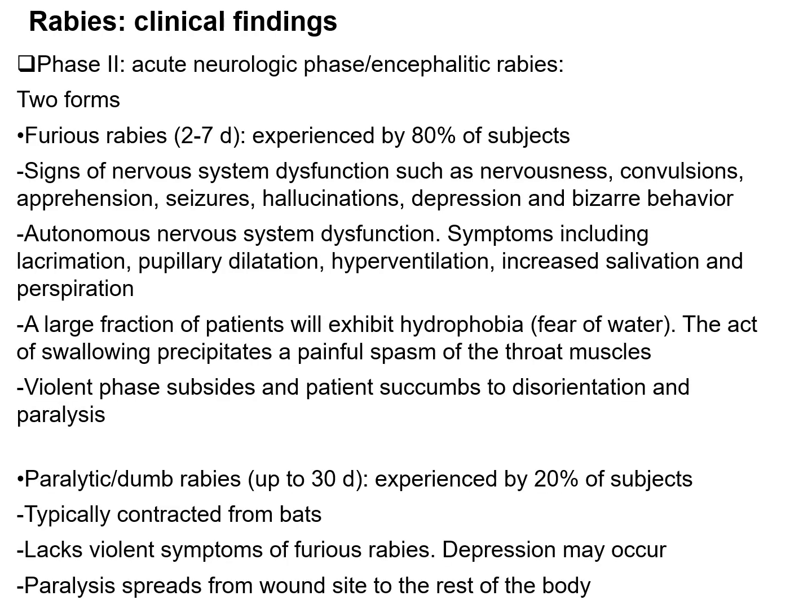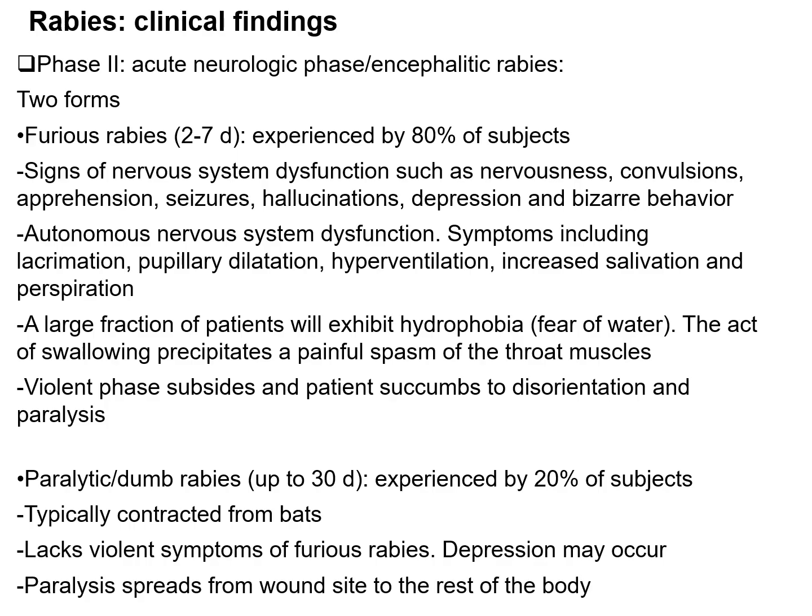The next phase is the acute neurological phase, or the encephalitic rabies phase. This is phase two. After the prodrome, we get the neurological manifestations, and these can surface in two possible forms. Furious rabies is the first form. Usually, this phase would last 2 to 7 days if it's furious rabies, and the majority of people infected with rabies have this form of neurological manifestation.